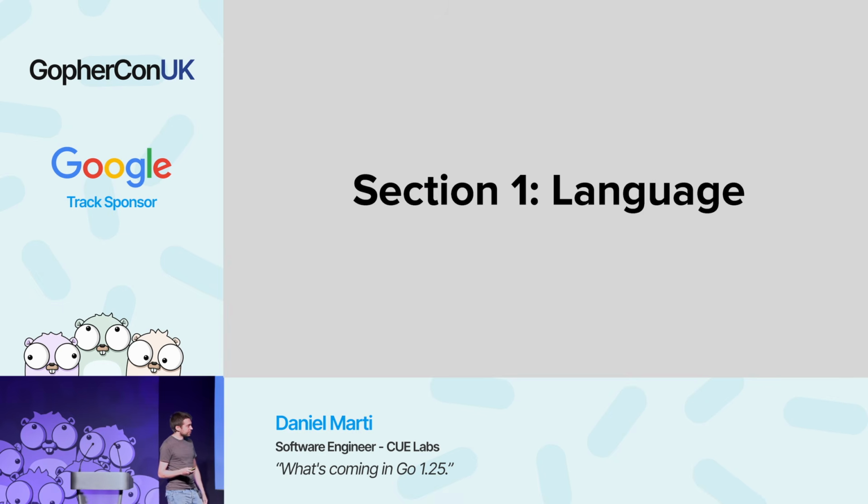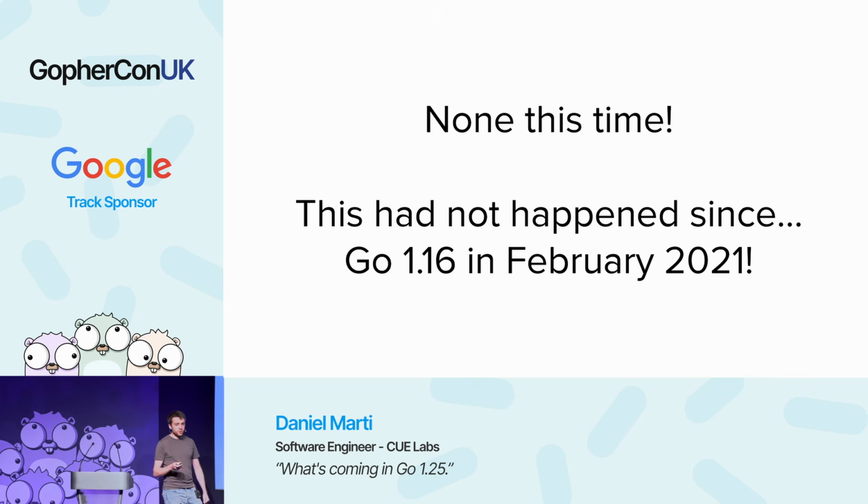So the first section is the language. There's actually no significant language changes this time. And I was wondering to myself, when was the last time that even happened? Because it used to be the norm. And the answer is it hasn't happened for almost 5 years, because I believe it was Go 1.18 that came out with generics. And then we got a bunch of more generic changes afterwards. And then we got iterators. So really, there hasn't been one release with 0 significant language changes for a long time.